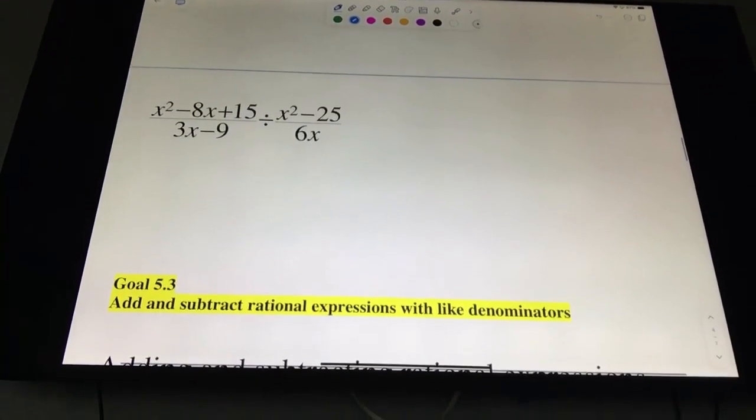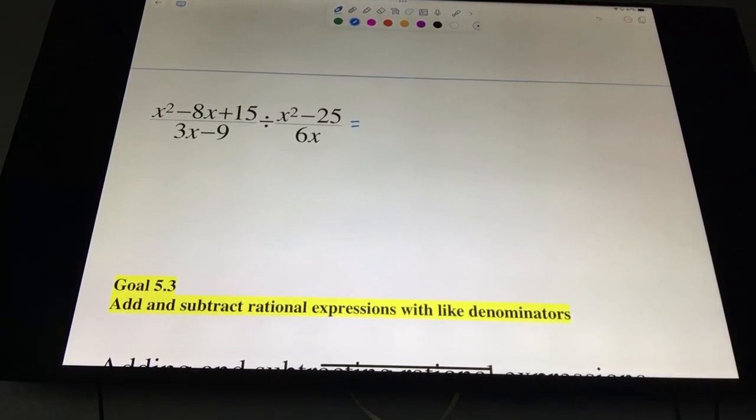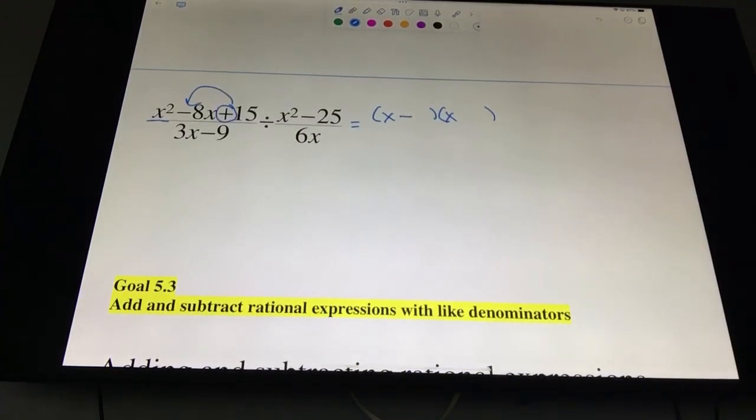Okay, last one. Numerator, x squared minus 8x plus 15. So I'm gonna factor the 3 terms. So x squared, x times x. Positive at the end means same sign, so minus minus. And then 15, 5 and 3. Also gives me my 8.